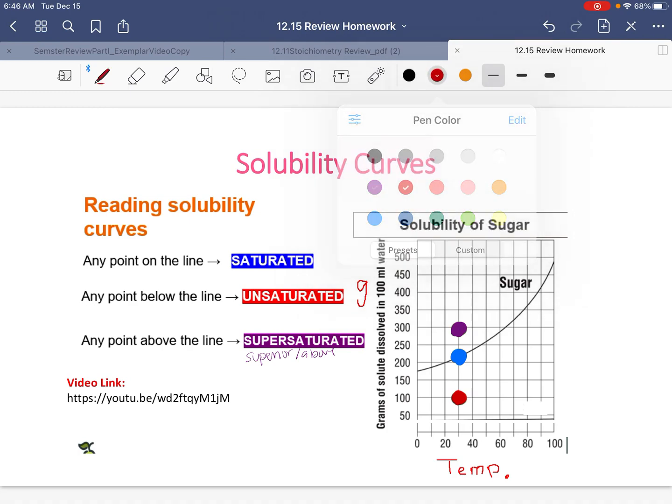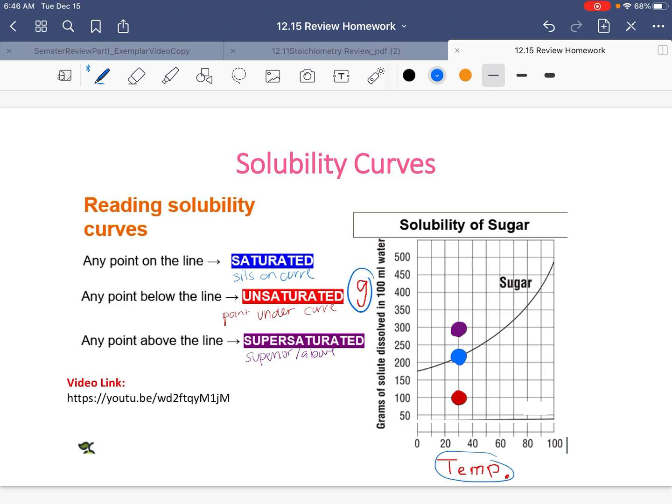Unsaturated is under. So the point is under the curve. And then saturated sits on curve. Again, you have two parts of your graph. On the bottom, you have your temperature, and then on your y-axis, you have your grams.